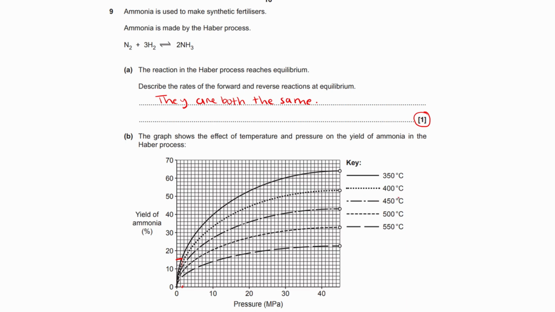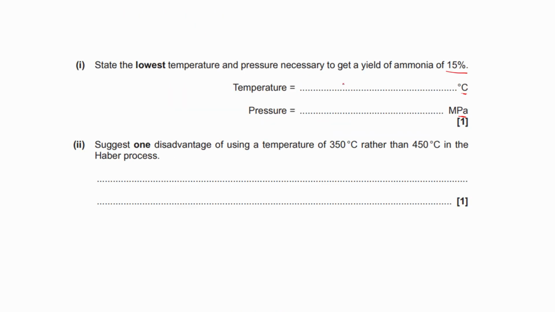The lowest temperature obviously is 350. So 350 degrees Celsius and 1.5. Now the examiner would allow you to have this answer a bit lower or a bit higher because of the error that can happen when you're reading from the graph, but it should be around 1.5.